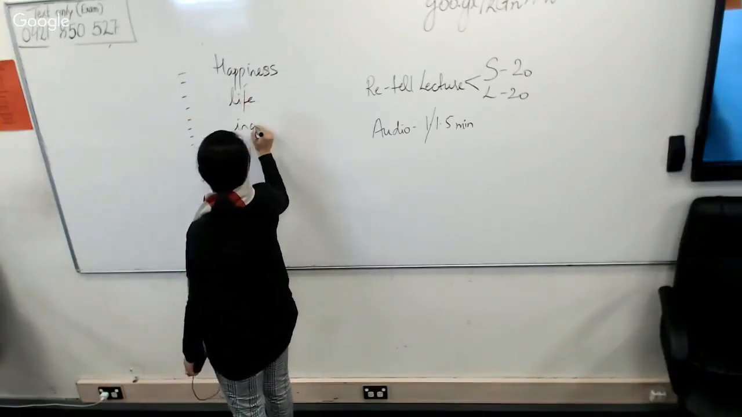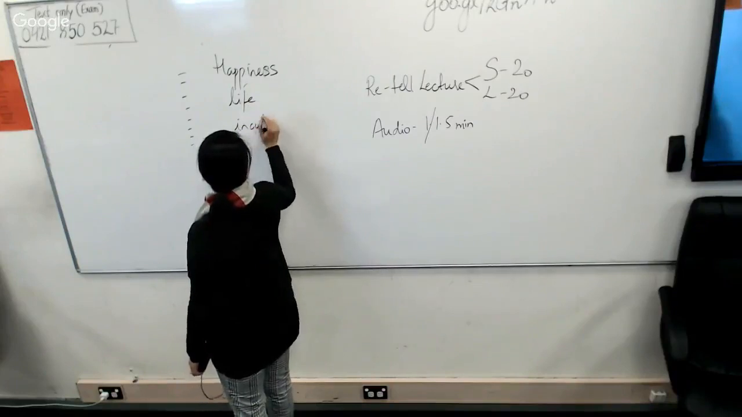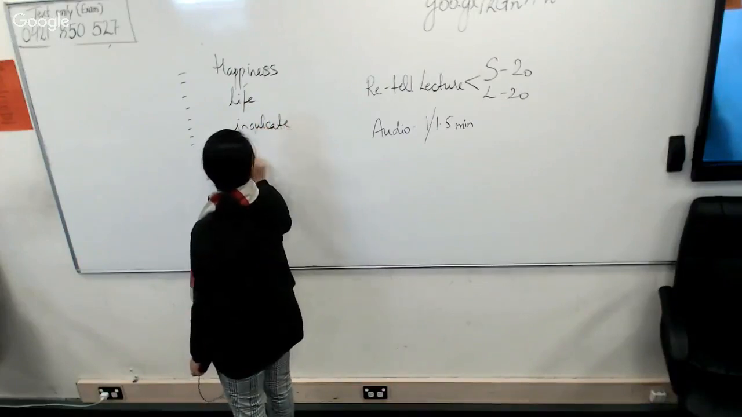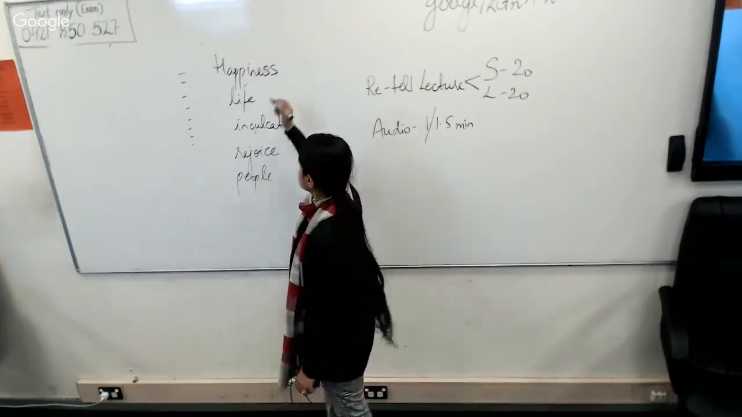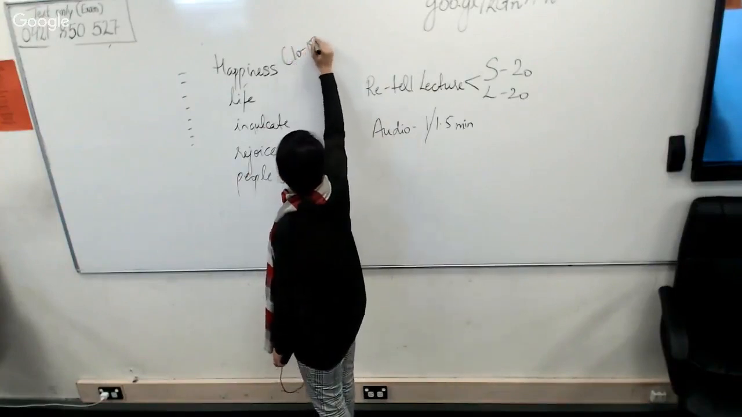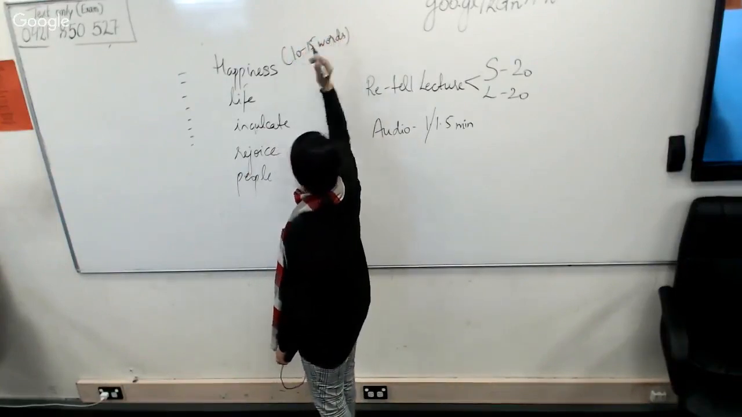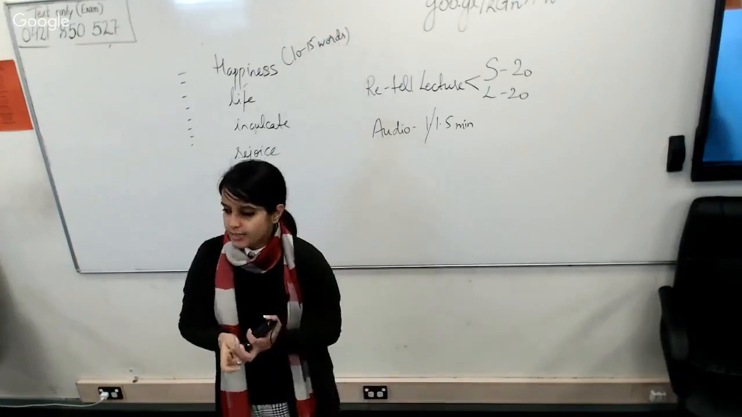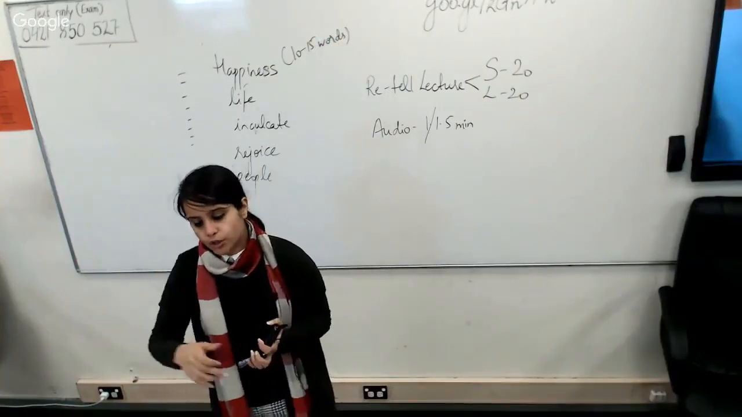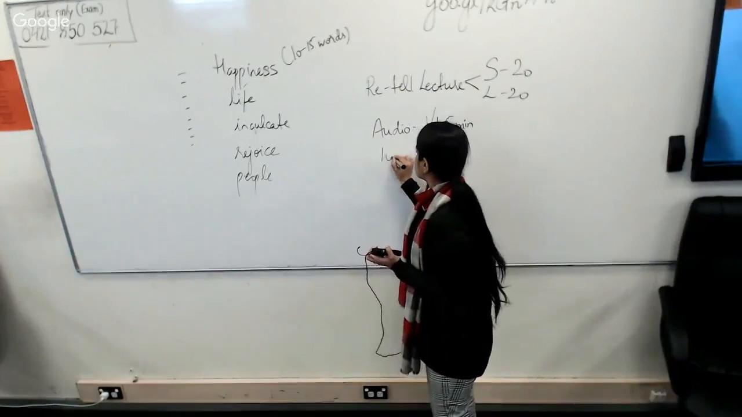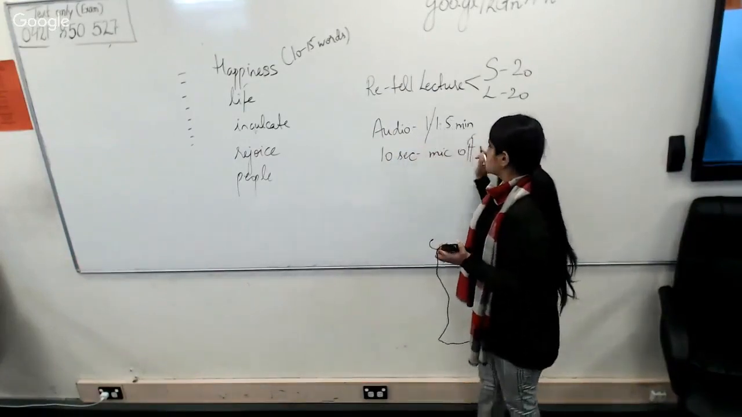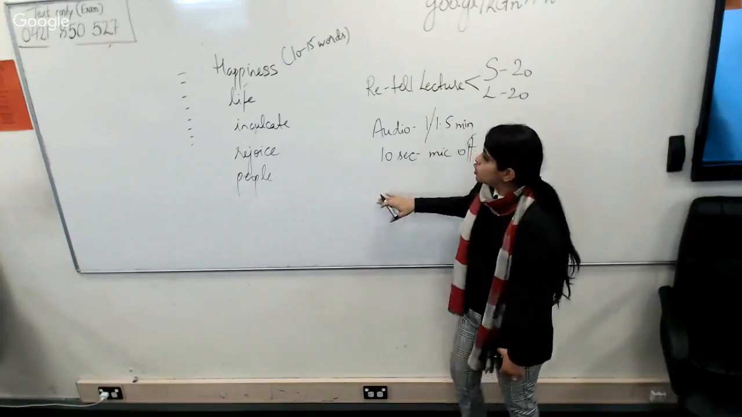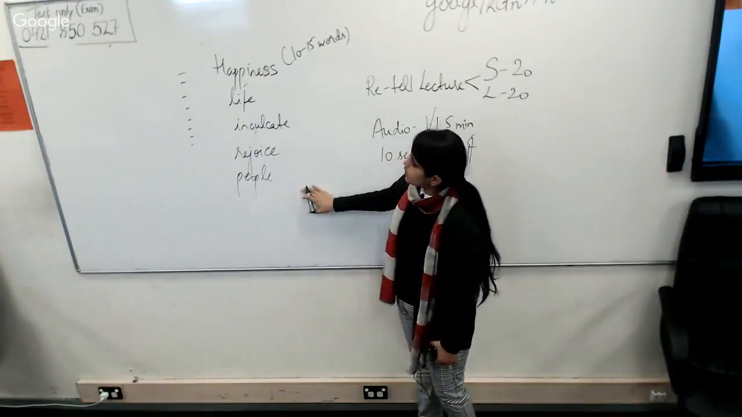Then inculcate, rejoice, people, and more words. So we suggest writing around 10 to 15 words per audio. Okay, take down these words. After the audio, you will have 10 seconds time. In this time, your microphone will be turned off. So what you do is you use this time to read these words like happiness, life, inculcate, rejoice, people.